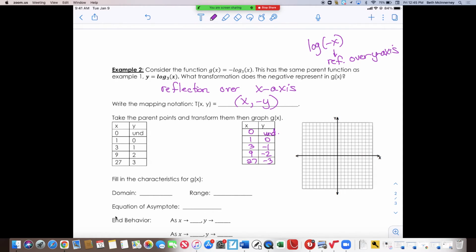The x value stayed the same. So the domain, I didn't move it left or right. So the domain is 0 to infinity. That means the equation of the asymptote stayed the same as the parent function. No matter what transformation you do to a logarithm, it's still eventually going to get to negative infinity to infinity.